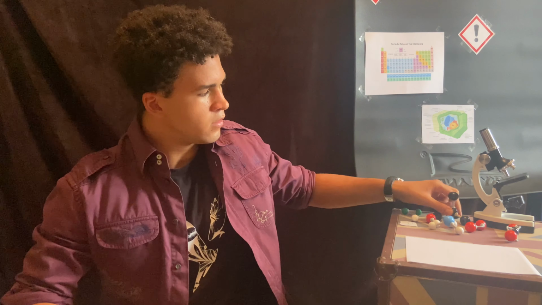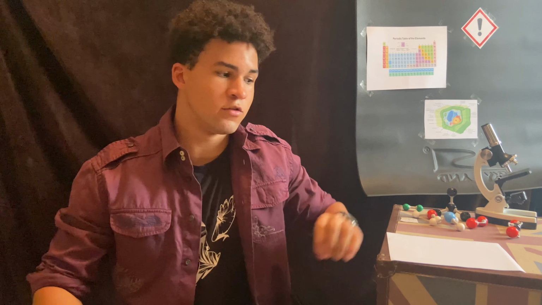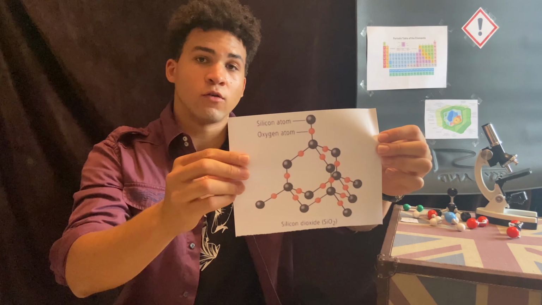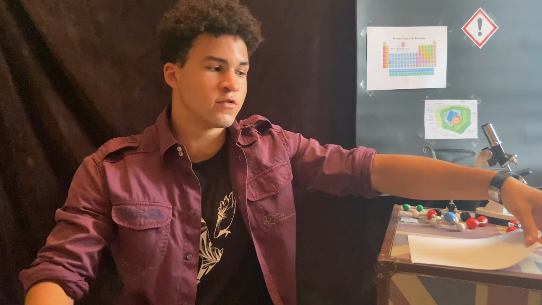As well as simple covalent molecules, we can also have giant covalent lattices. Take carbon. Now carbon in this arrangement can form a giant covalent lattice known as diamond. Another giant covalent lattice you may be familiar with is silica, or silicon dioxide, the primary component of sand.